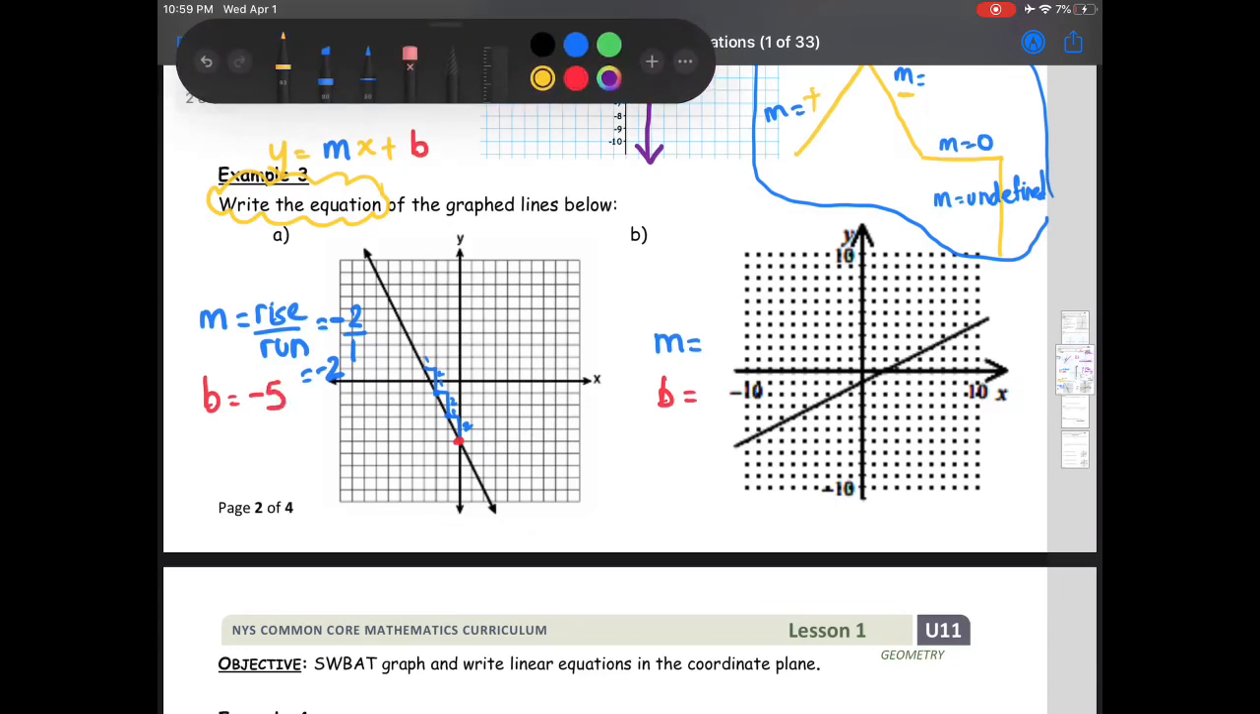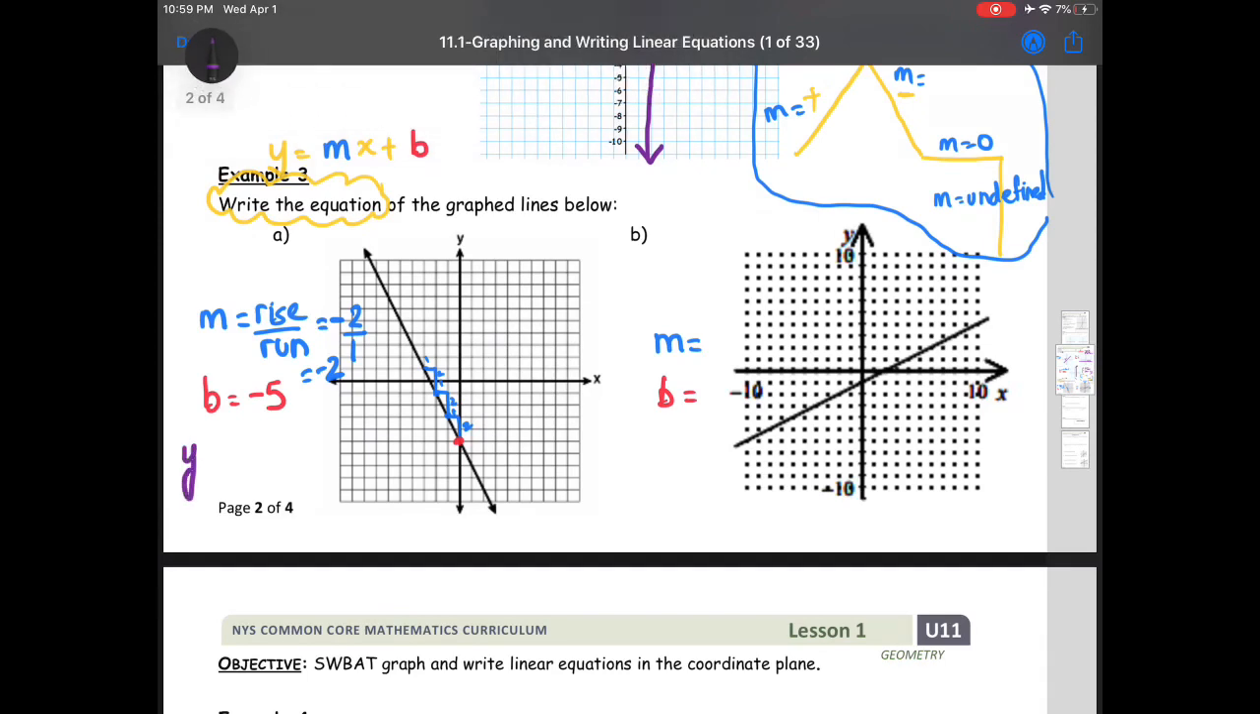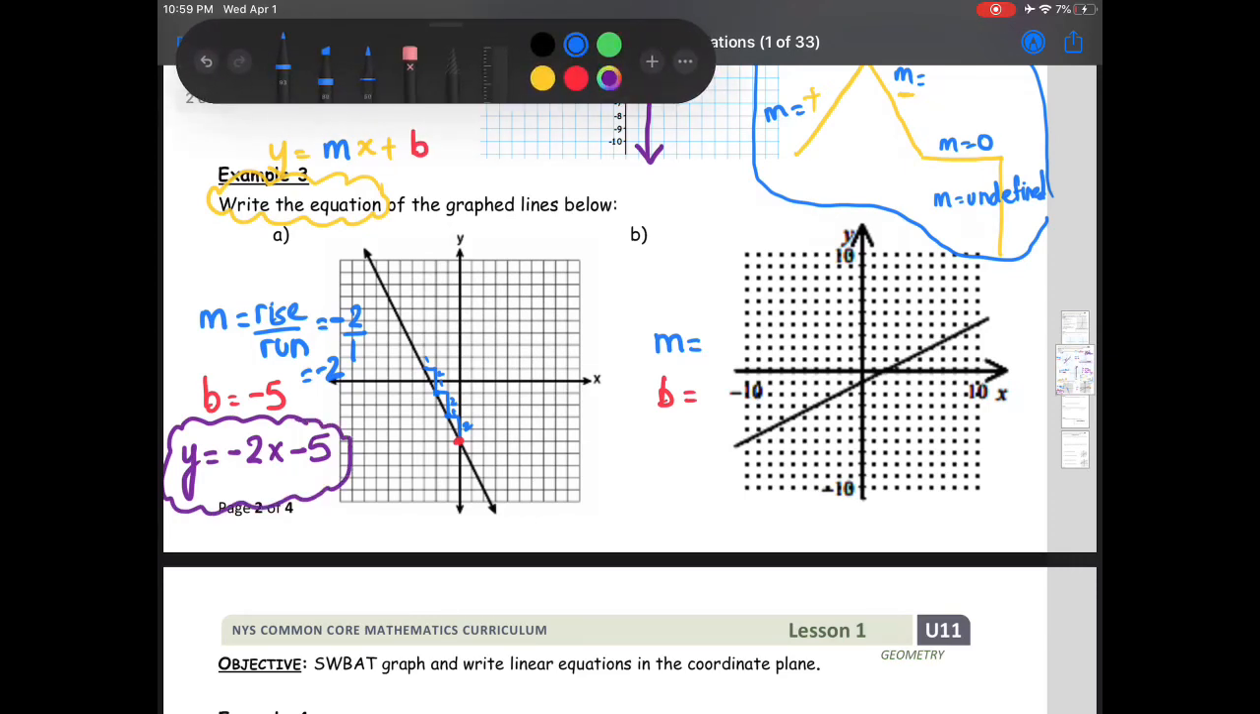So I know my two things, and now I'm going to write the equation of the line. Your equation is y equals, your m is what? -2x minus 5. And that's your equation of this line. Again, pause the video, try the next one.